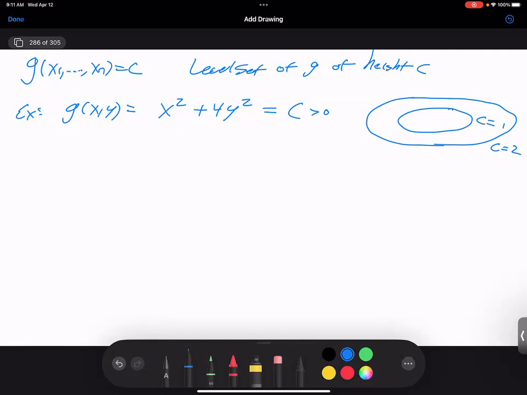And now imagine I have some curve on my level surface. Well, on an ellipse, I really have no choice. I've got to just walk along the ellipse. I could, of course, give you something a little bit more interesting. I could give you an ellipsoid. X, Y, Z is, say, x squared plus 4y squared plus 9z squared equals c.